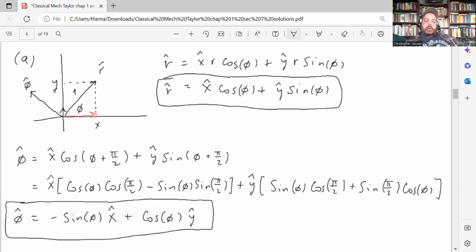Okay. And then same idea for the y coordinate. Sine of phi plus pi over 2 is sine phi cosine pi over 2 plus sine pi over 2 cosine phi, which simplifies to cosine of phi, again, because cosine of pi over 2 is 0 and sine of pi over 2 is 1. All right, so that gives you the expression for phi hat. All right, let's look at part B.